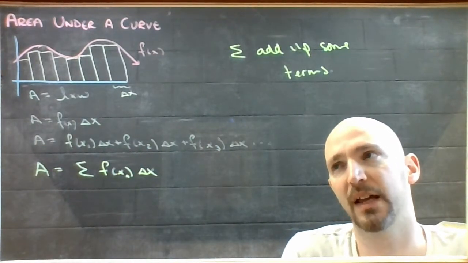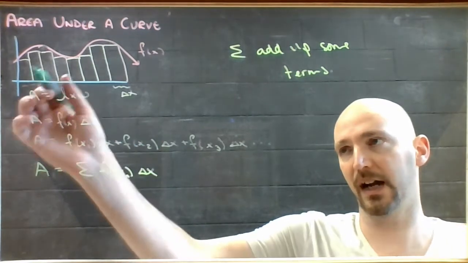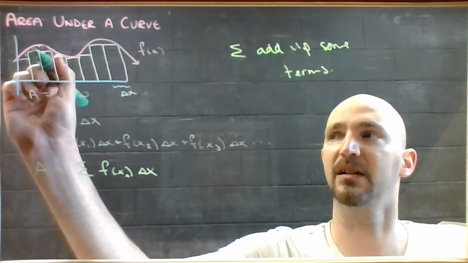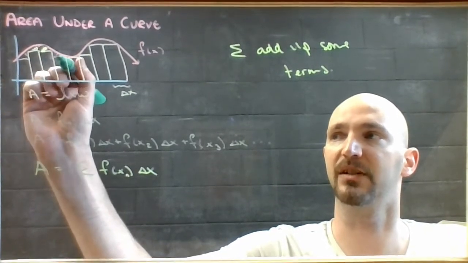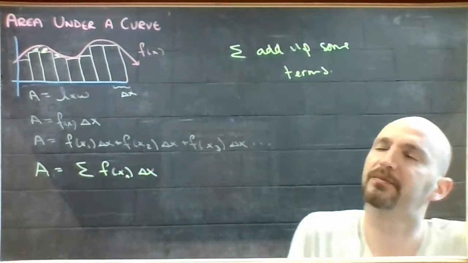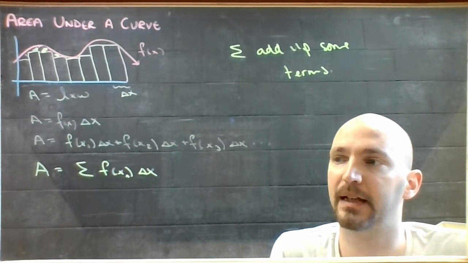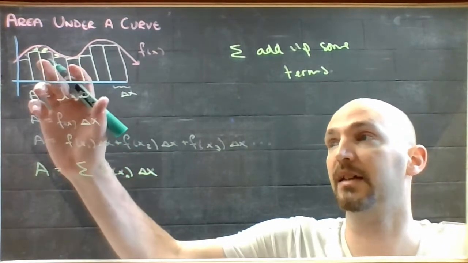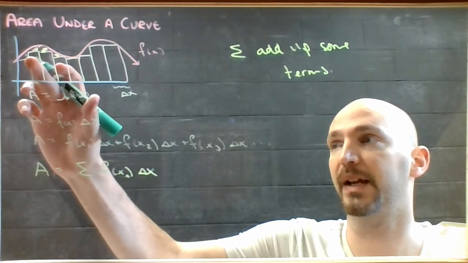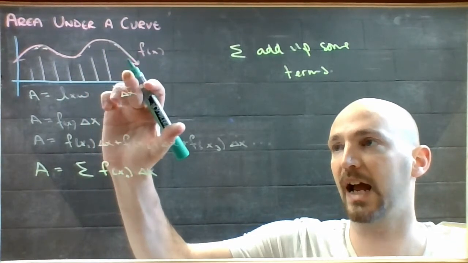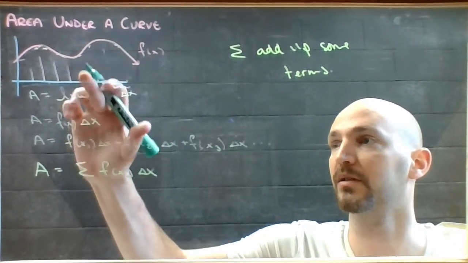So if I were to do that, I'd get most of it, but I'd be missing this chunk here, and that chunk here, and that chunk, and that chunk. So I want to make this a better approximation. And the best way I can do that is to make my rectangles narrower. So I'm going to erase these. I'm going to try and draw in ones that are half the width of what I had before.